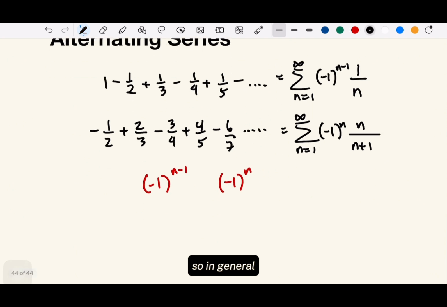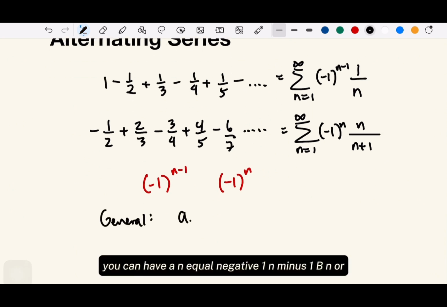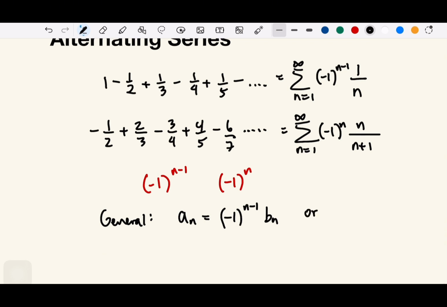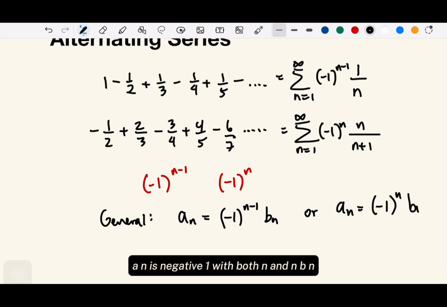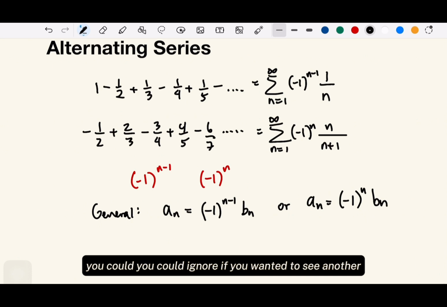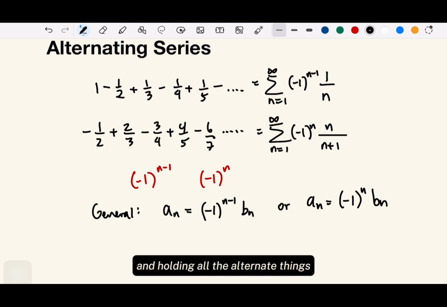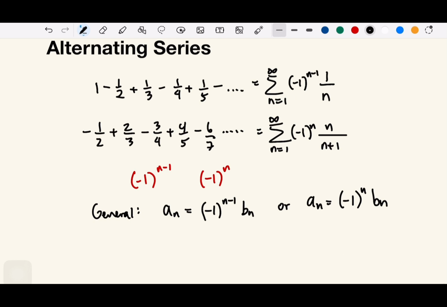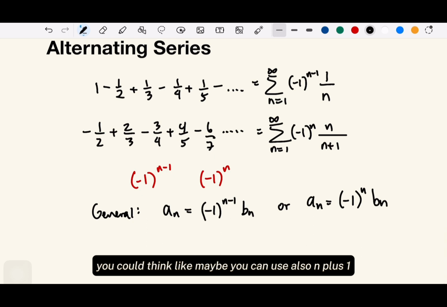Okay. So in general, you can have an equal -1 to the n minus 1 times bn, or an is -1 with power of n and then bn, which means that you could ignore -1 and you see another sequence or another series that is defined by this b, and the whole thing we call the alternating series. Both will be alternating, but maybe the first one starts from positive, the second one starts from negative. Okay, and this is usually the default form. You could also use n plus 1 and it would be the same result, but by default usually we write only this or this.